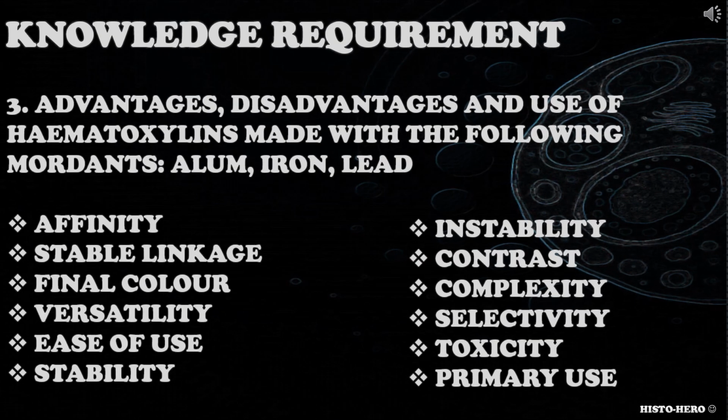The third knowledge requirement is for you to know advantages, disadvantages, and use of hematoxylins made with the following mordants: alum, iron, lead. What is a mordant and how does it work? What mordants can be used in association with hematoxylin? How do different mordants influence staining characteristics of hematoxylin? What are advantages and disadvantages of each mordant? Consider affinity, stable linkage, final color, versatility, stability or instability, ease of use, primary use, contrast, complexity, selectivity, toxicity, and so on.